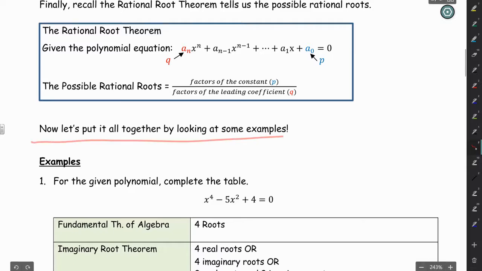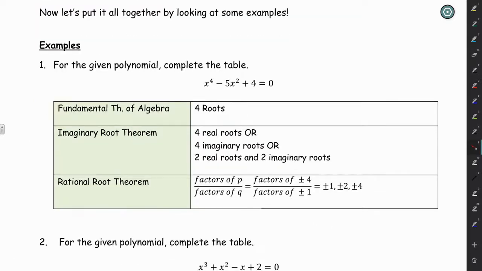So we're going to put it all together and look at some examples. So for number 1, for the given polynomial, we're going to complete the table. So first of all, we're saying, well, what do we know by the fundamental theorem of algebra? Well, this is a quartic polynomial. It's degree 4, so we know we're going to have 4 roots.